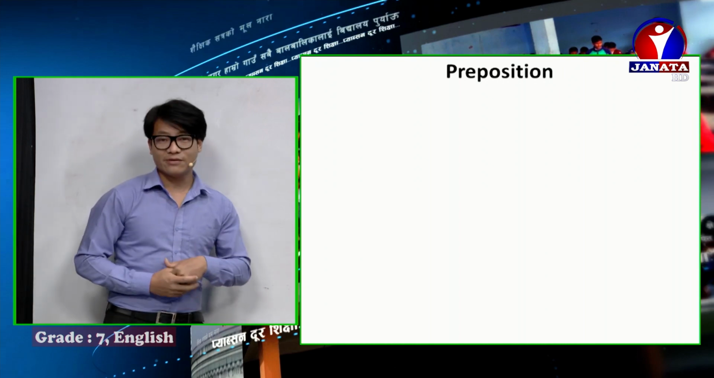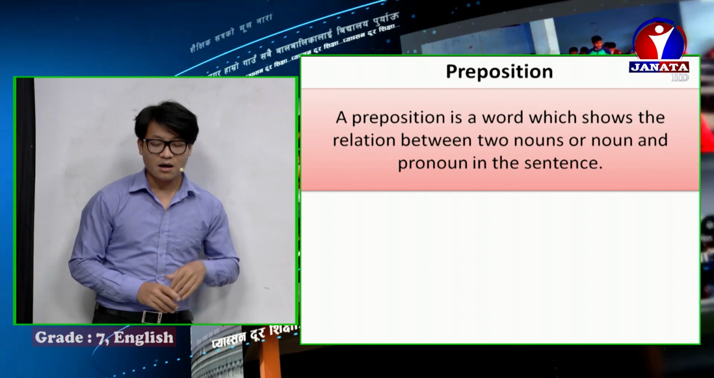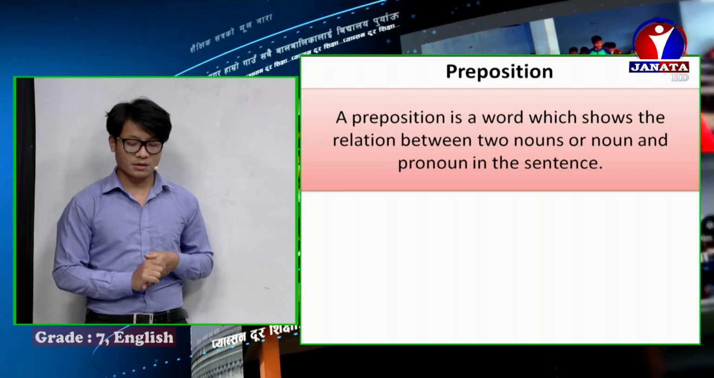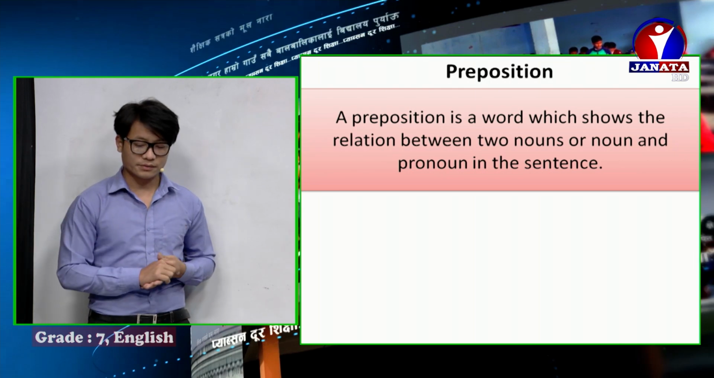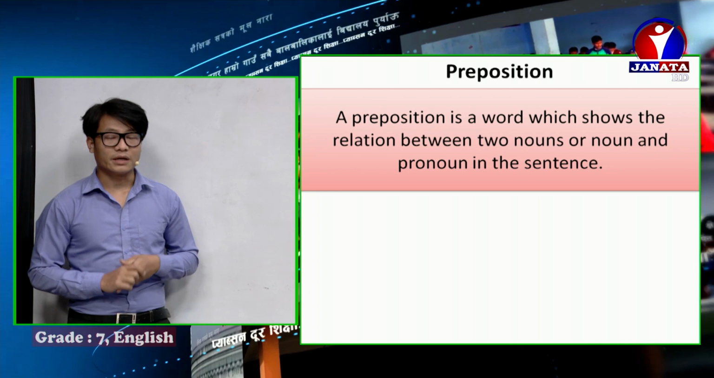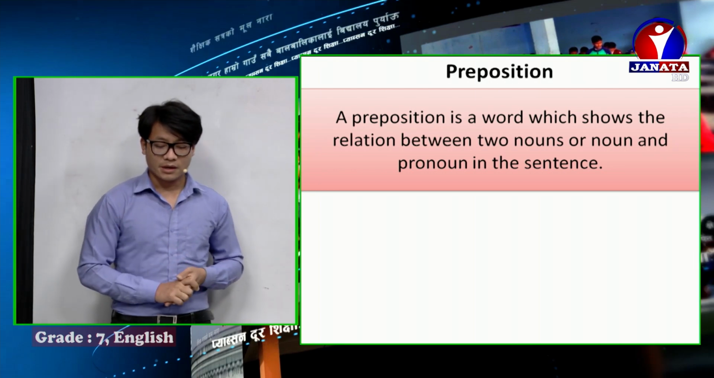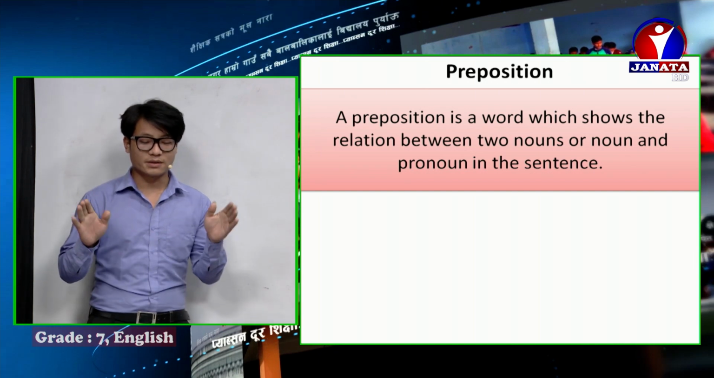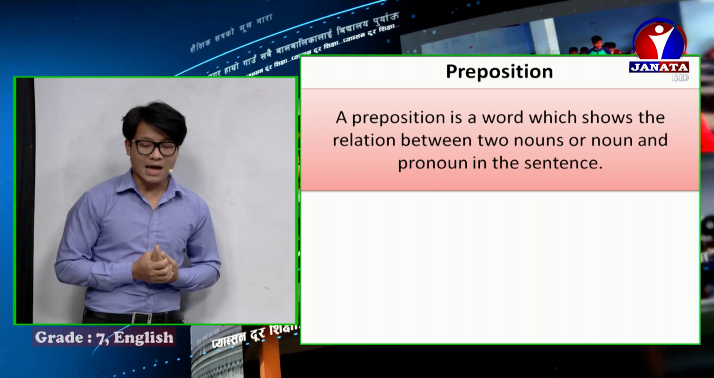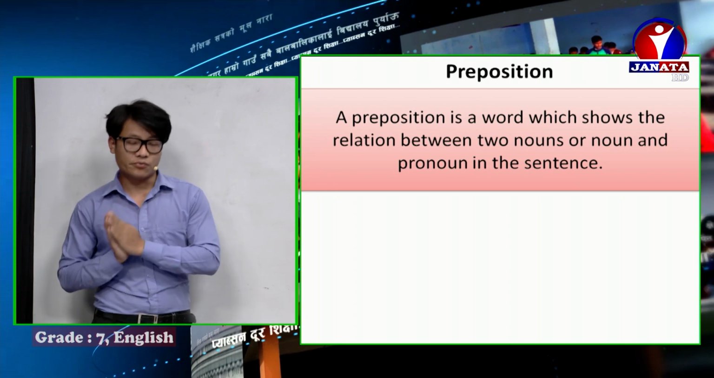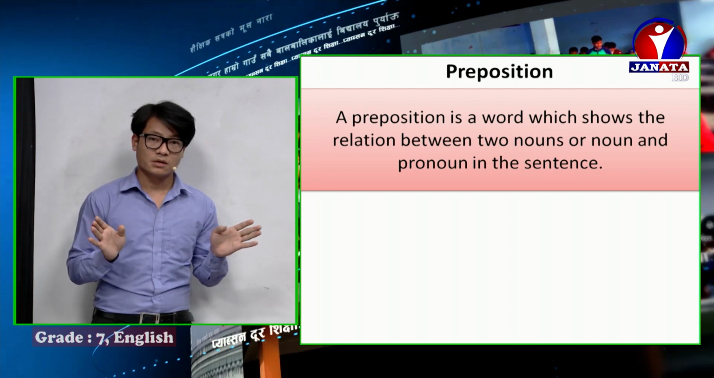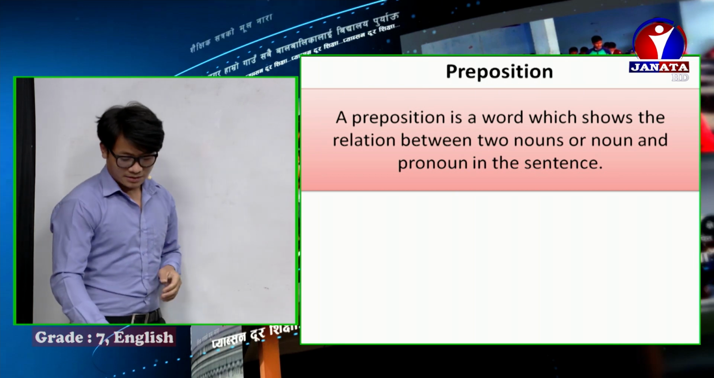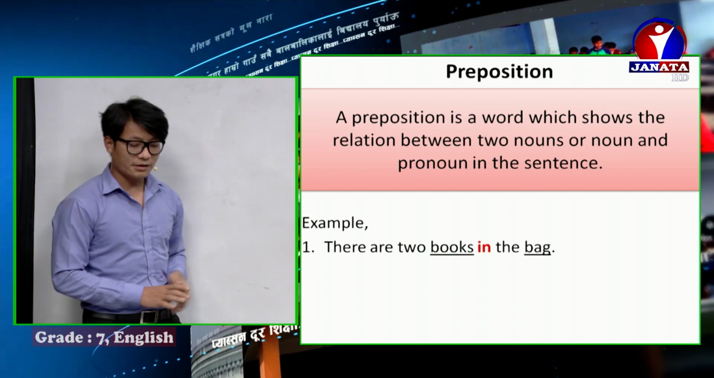Let's start with a definition first. A preposition is a word which shows the relation between two nouns, or between a noun and a pronoun, in the sentence. Let me say it once again. A preposition is a word which shows the relation between two nouns or a noun and a pronoun in the sentence. Let's have an example of how they show relations. You can see the example here.